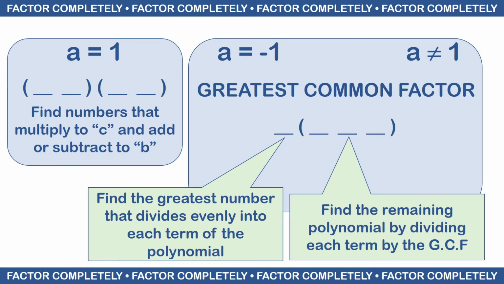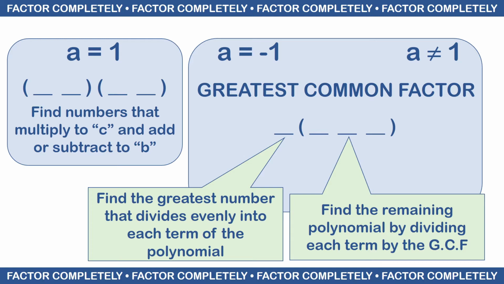Now, when you look at a polynomial that needs to be factored, there are three things that can be true about your A value. The first one is that your A value can be 1. If you have a trinomial and your A value is 1, finding the correct factored form is as simple as this. Find numbers that multiply to your C term, but add or subtract to your B term.